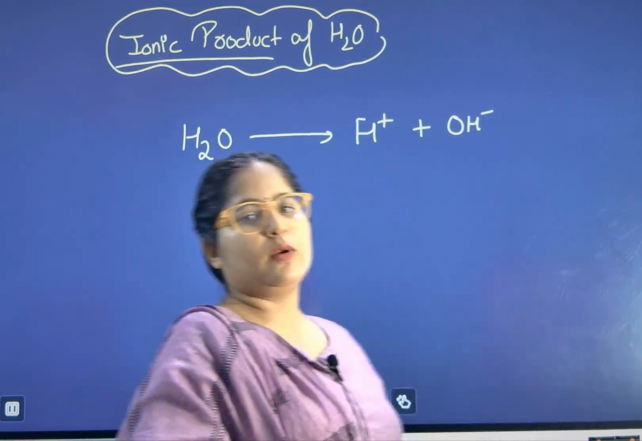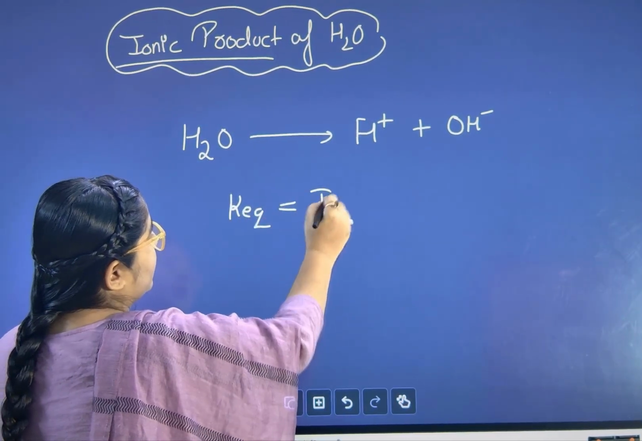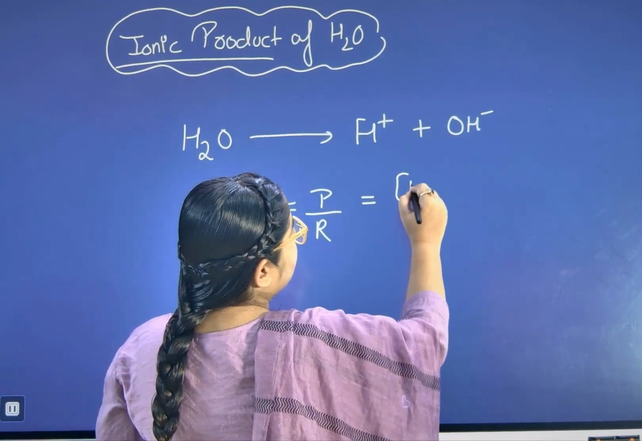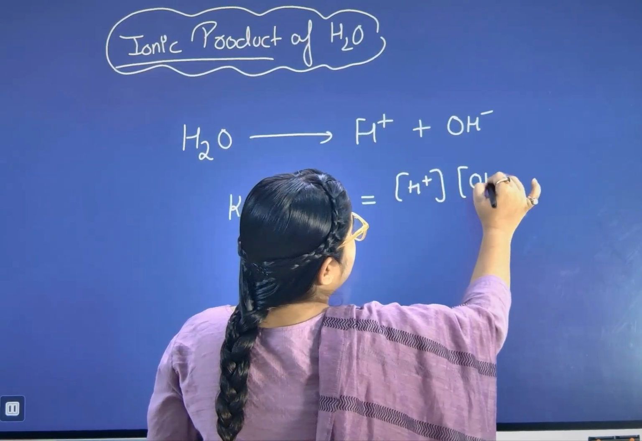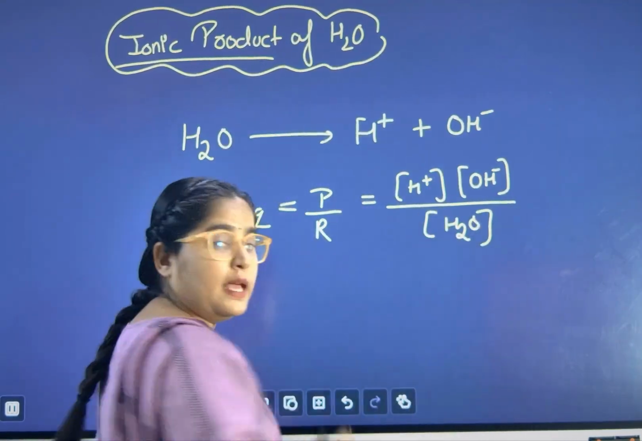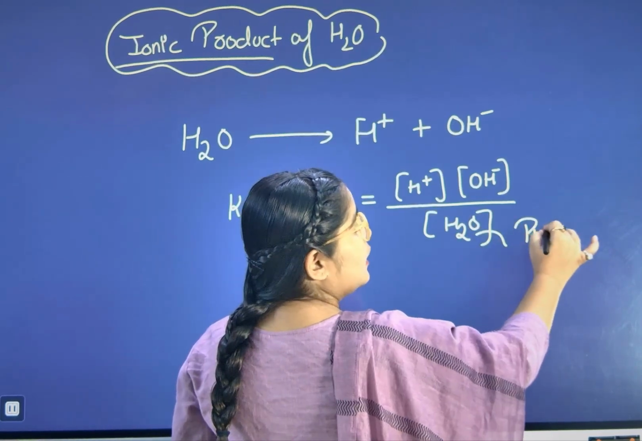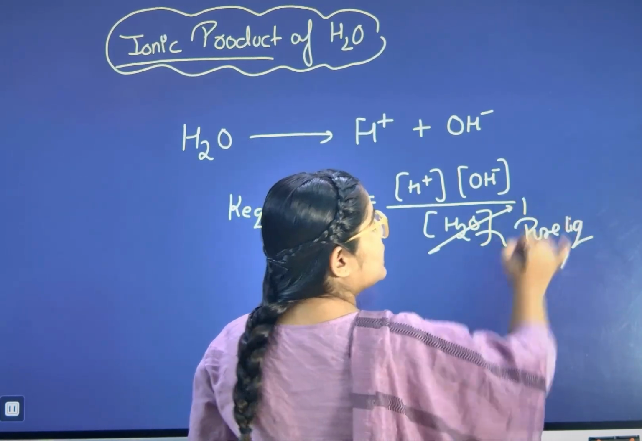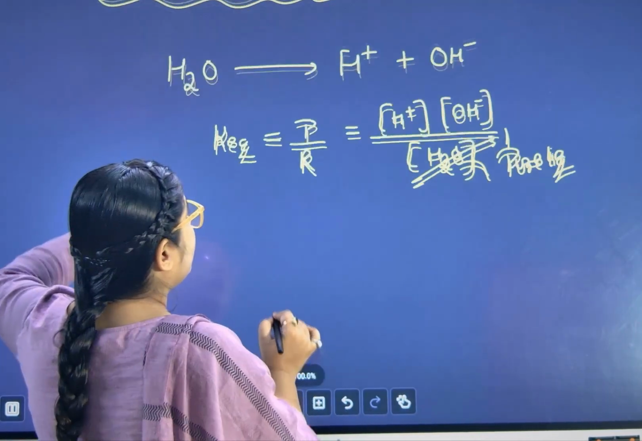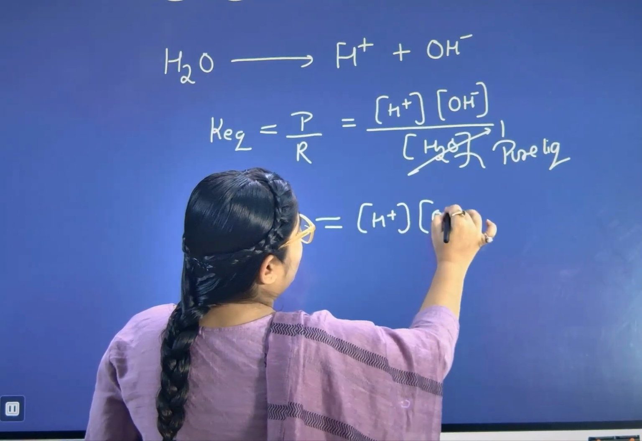Let us write down the K equilibrium, the equilibrium constant for it. We know K equilibrium is equal to product by reactant. What is product here? Concentration of H plus into concentration of OH minus, divided by reactant, concentration of water. Any problem? No. And we know that water is a pure liquid. So for a pure liquid, concentration will become 1. We will ignore pure liquid and pure solid. So K equilibrium will be equal to H plus into OH minus.